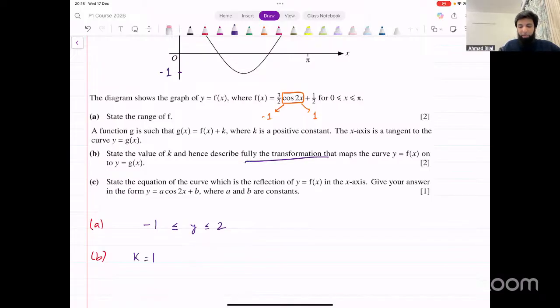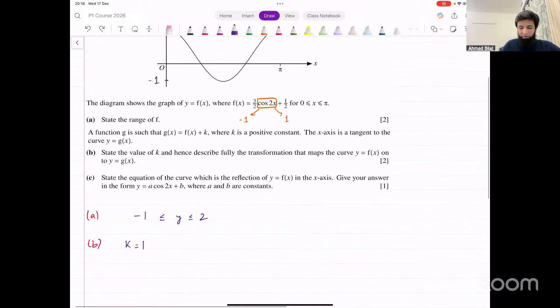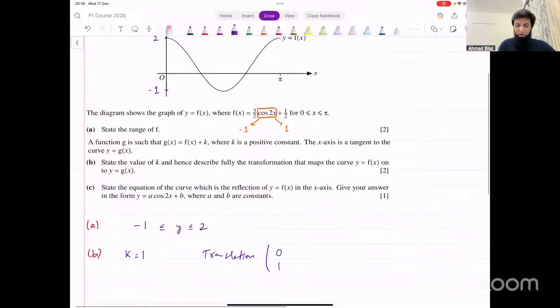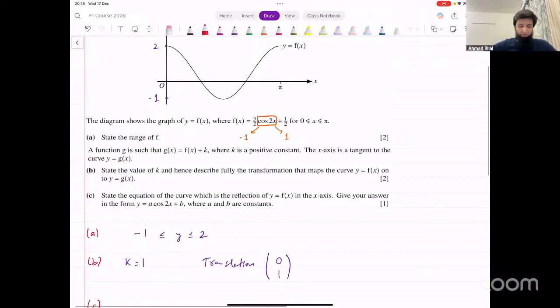What's the transformation that maps f of x to g of x? We have talked about that already. It's a translation. For translation, we always have to write down a vector, otherwise that's not acceptable. What's the vector going to be? It's (0, 1). 0 on the horizontal axis, 1 unit up on the vertical axis. That's the result that we get. Okay, that's part B. That was again not very difficult. That's it that we had to do in the second part.